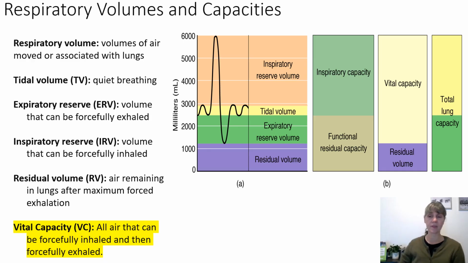Vital capacity is all the air that can be forcefully inhaled and then forcefully exhaled. So everything that anyone can force in and then out is vital capacity. There's always going to be that residual volume left that is not considered part of vital capacity. But vital capacity is everything forced in, forced out.